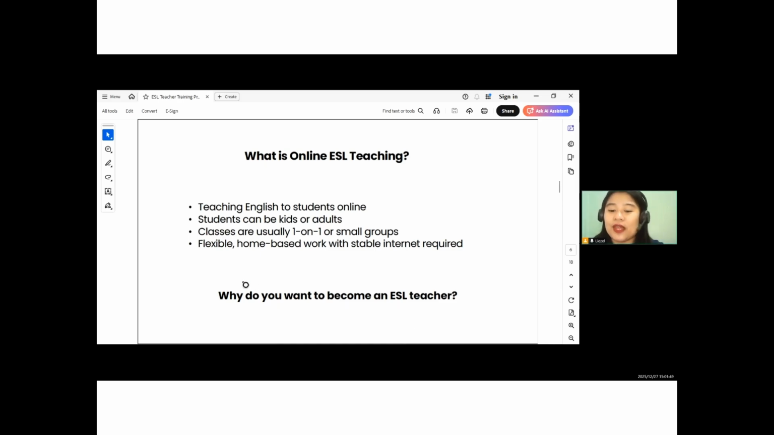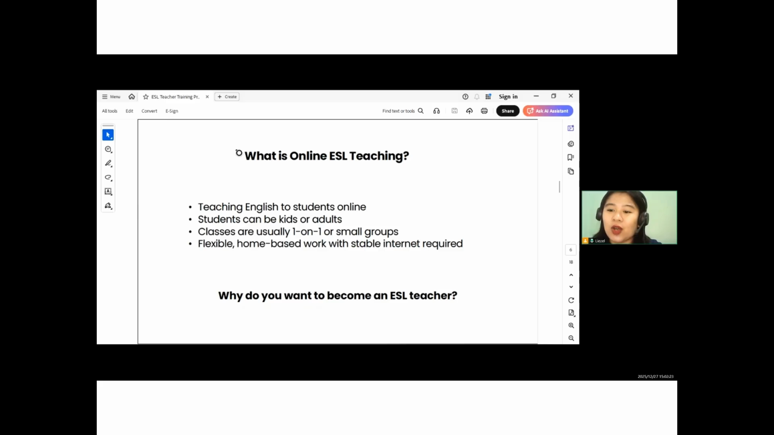Okay. Well, many of us want to have financial stability. That is why we want to become an ESL teacher. And it is true that being an ESL teacher is a good career because you can work from home and have more time for your family and have more time for yourself. At the same time, you are earning a decent amount of money or somehow getting higher pay.